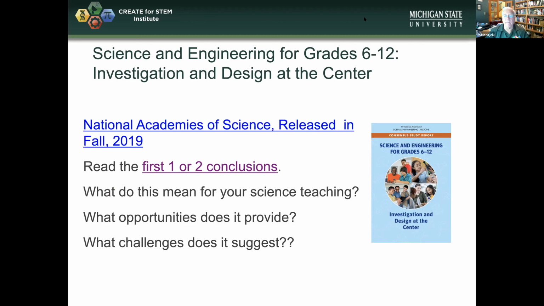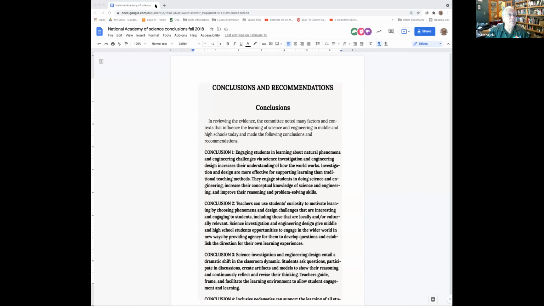And I believe I have to stop sharing and reshare so that you can see that particular screen. Okay, so I think you can see that screen right now. I will make it slightly bigger so you can read it a little bit more easily.